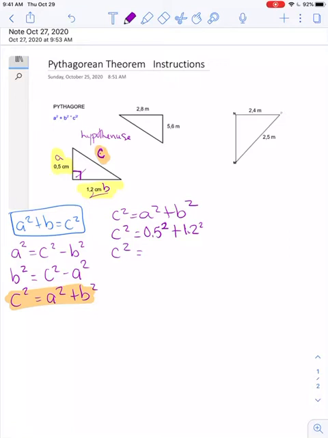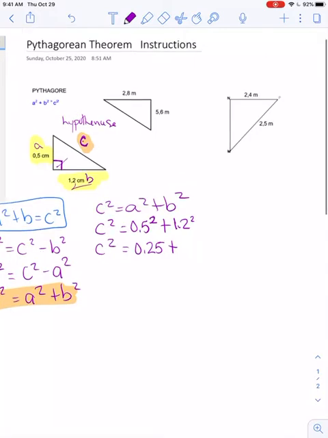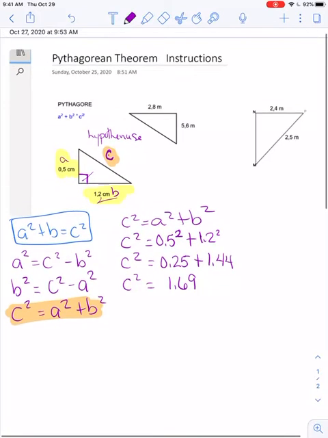C squared. Now we have to do our exponents first. 0.5 to the power of 2 means 0.5 times 0.5. So that gives me 0.25. Plus 1.2 to the power of 2 means 1.2 times 1.2. And that gives me 1.44. We're still writing C squared equals. Now we're going to be adding 0.25 plus 1.44 gives me 1.69.